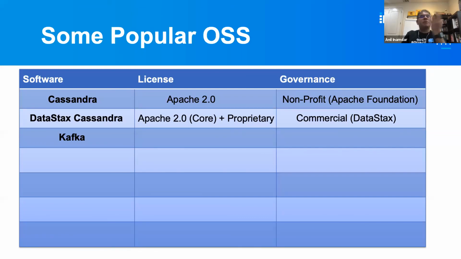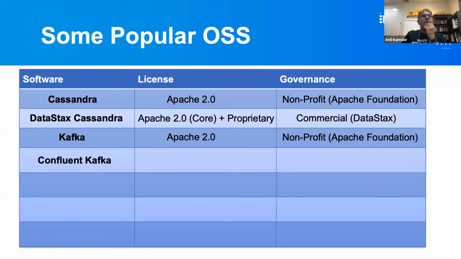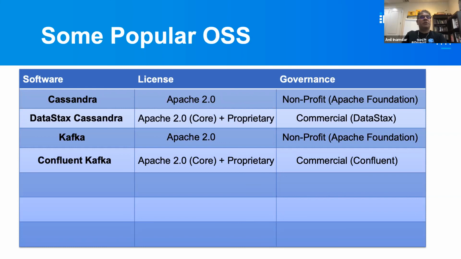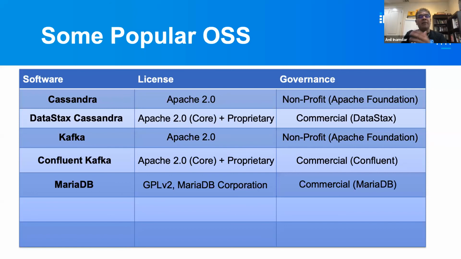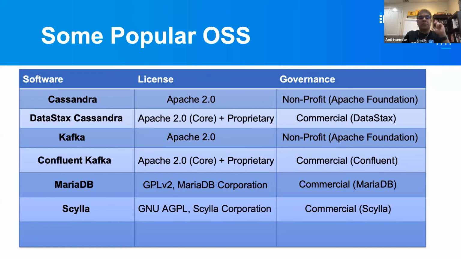Kafka, same as Cassandra, Apache 2.2 and nonprofit Apache Foundation. Confluent Kafka, similar to DataStax, 2.0 for core and proprietary for their features. And again, the governance is commercial. Next one is interesting, MariaDB. This is GPL v2, which is open source license, but it is owned by MariaDB Corporation, and the governance is also commercial. It's not open source. Scylla, again, the license is open source, owned by Scylla Corporation, and the governance is completely commercial. So it's not open source.